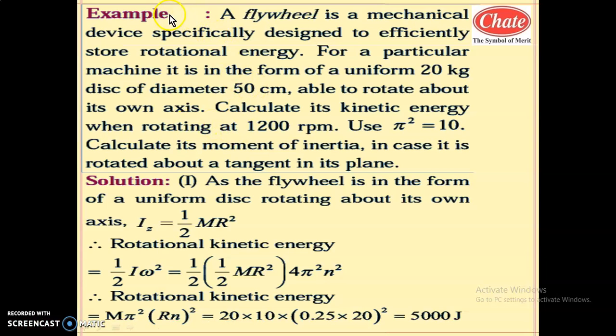Let us start the next problem on the rotational kinetic energy of a rotating body. Now we are studying the object as a disk. We have completed two objects, one is the ring and another one is the disk. So this is the next problem based on the disk. A flywheel. Flywheel means the disk.